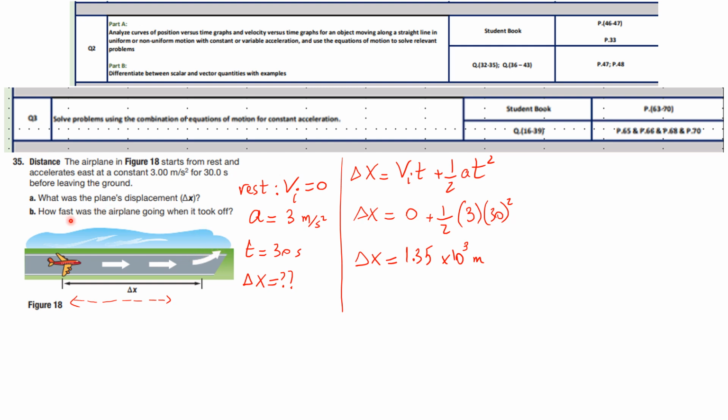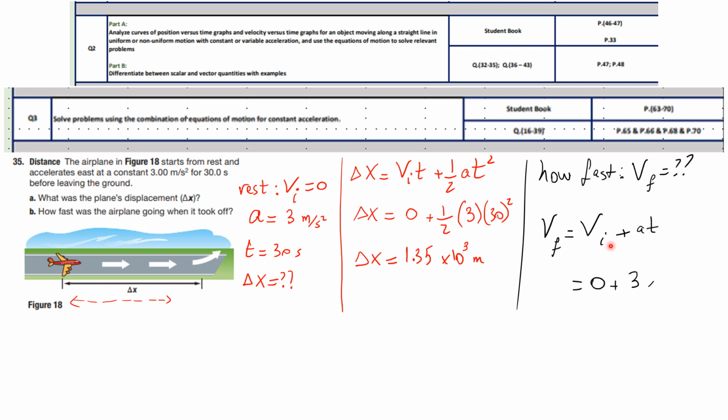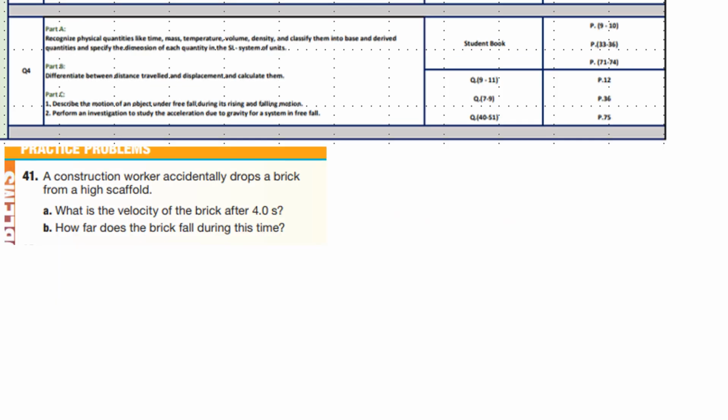In question B, they ask how fast, so they are asking for velocity. How fast means the v final, because we already know v initial is 0. So we use this equation: v final equals v initial plus at. v initial equals 0, plus a, acceleration, which is 3, multiplied by 30 seconds. So the final velocity is 90 meters per second. Okay, with the last question.